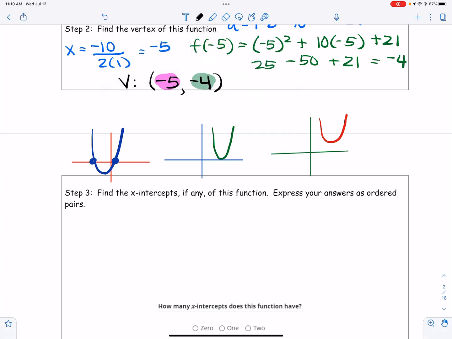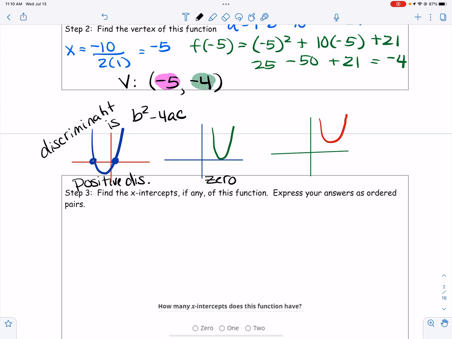Here, the discriminant, which remember is b squared minus 4ac. If the discriminant is positive, it will hit the axis in 2 places. If the discriminant is 0, it will hit it in 1 place. And if the discriminant is negative, it will not hit the axis at all.